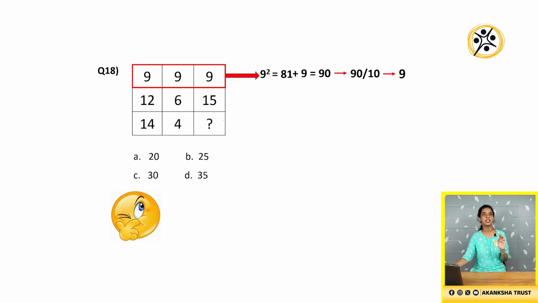So in this case, 9, the first row entry, that is 9, is squared, where we get the number 81. When you add the second row entry 9 to 81, we get 90. When divided by 10, we get the number 9.